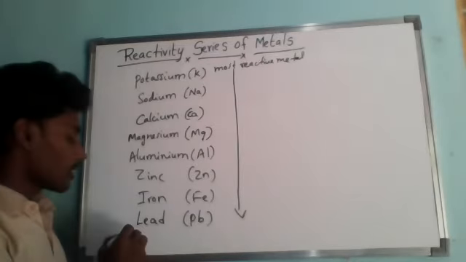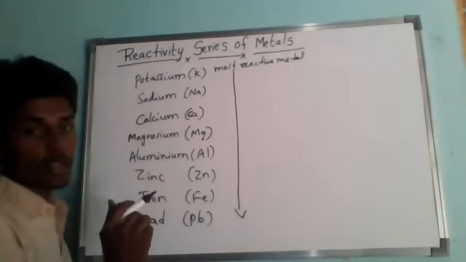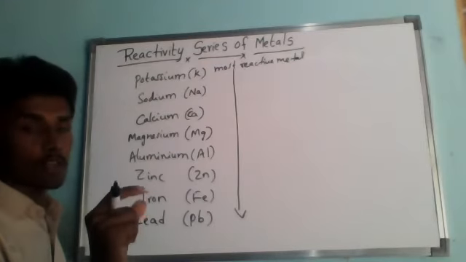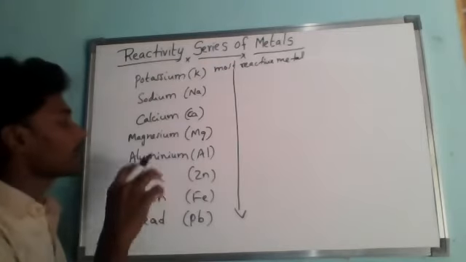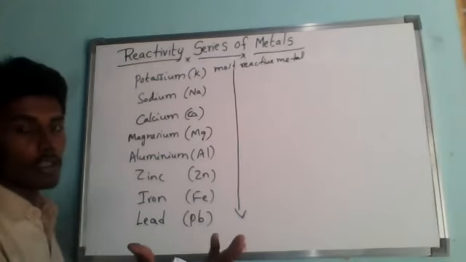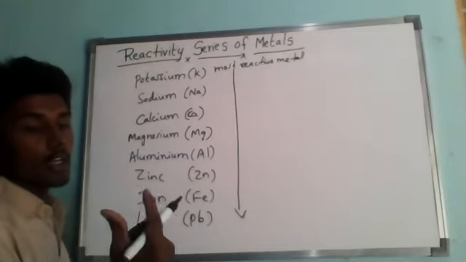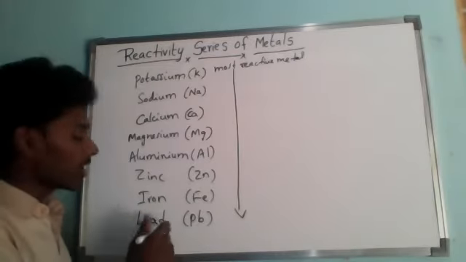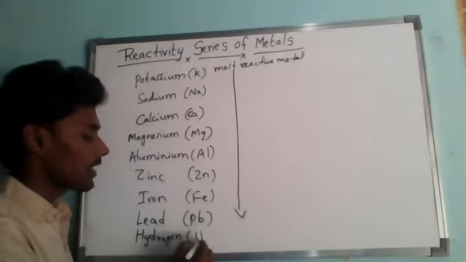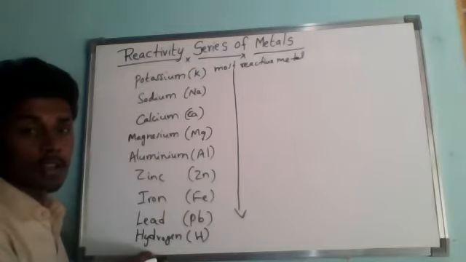One more: the only non-metal I am including in this metal activity series is hydrogen. Even though it is a non-metal, it is an exceptional case, and it behaves like a metal. Metals always donate electrons and non-metals receive electrons, but hydrogen behaves like metals here. That is why we can include hydrogen in the metal activity series. You will study it in detail in class 10th, so you don't need to remember it now. Just learn this reactivity series.